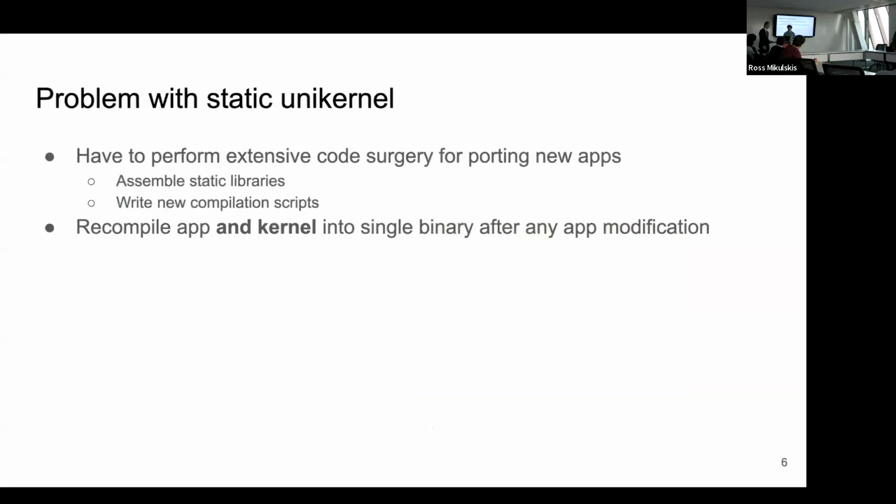So the problem with a static unikernel is that you have to perform extensive code surgery for every single application that you port. It takes a long time, it's pretty hard, and what you're doing is compiling your application with the kernel into a single binary image. And so it's very rigid and tightly coupled. If you just make one change to your app, you have to recompile the whole thing. So it's very rigid and hard to work with. And you have to do extensive edits to compilation scripts such as makefiles and whatnot.